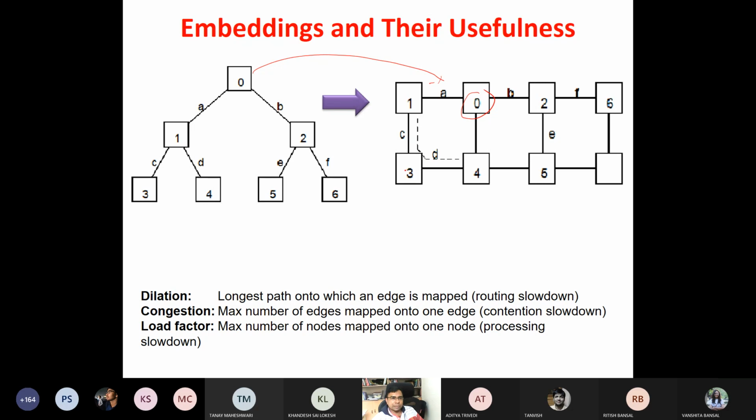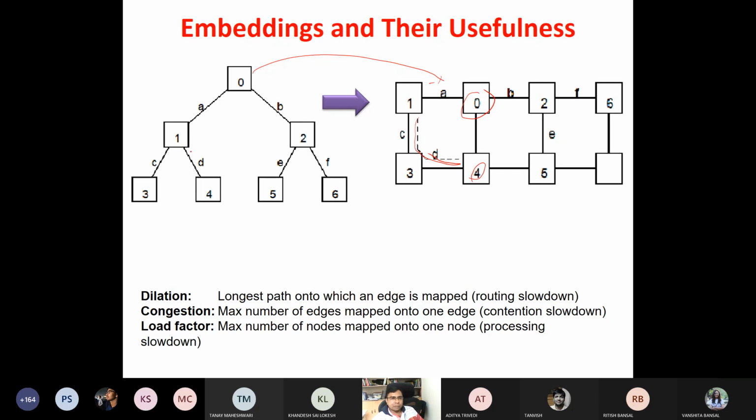But in this case, suppose 3 is mapped to this place. So 1 and 3 is fine. But for 4, here 4 is connected to 1, but there is no scope where 4 can be connected here directly. That means for the connection from 1 to 4, this D needs to go through one more node.